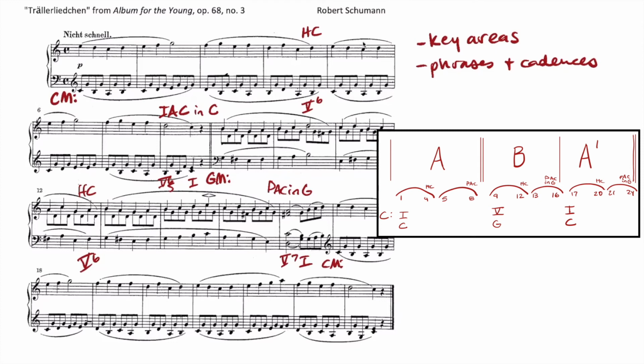Finally, when we get to the A prime section, the return of A, I would hear a similar phrase structure to the initial iteration. Notice this time the final cadence is actually perfect authentic because the lowest note we have in the 5/7 chord is indeed scale degree 5, so it's in root position. And there you have it. Let's take another listen.